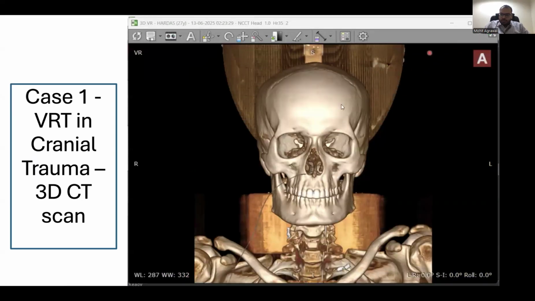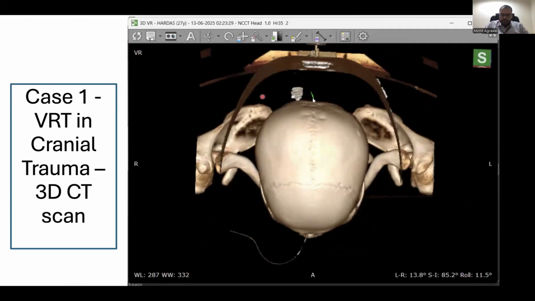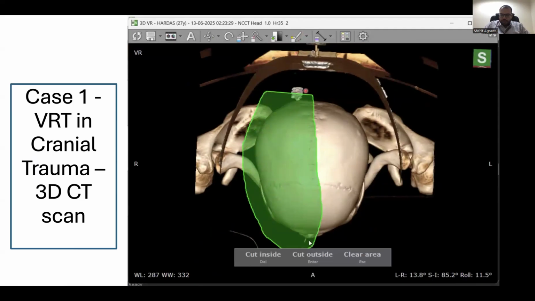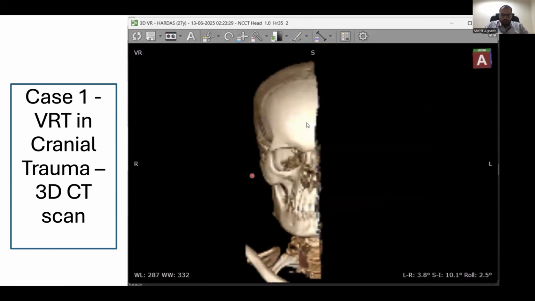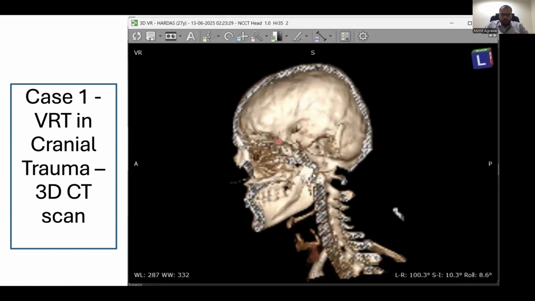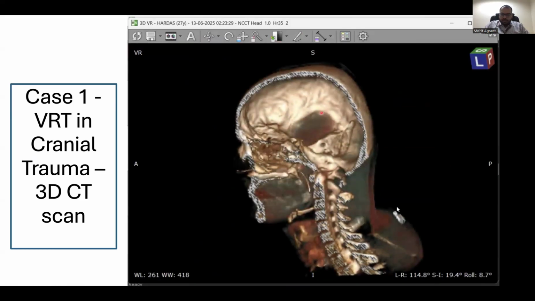So you just make a 3D VR of the CT image. Using this button, you can adjust the images. Then this cut tool comes in, wherein you cut the images in half. So as you can see, I've exposed the right side of the cranium. Now using this windowing tool, this extradural hyperdense hematoma comes into view, which you can again cut.